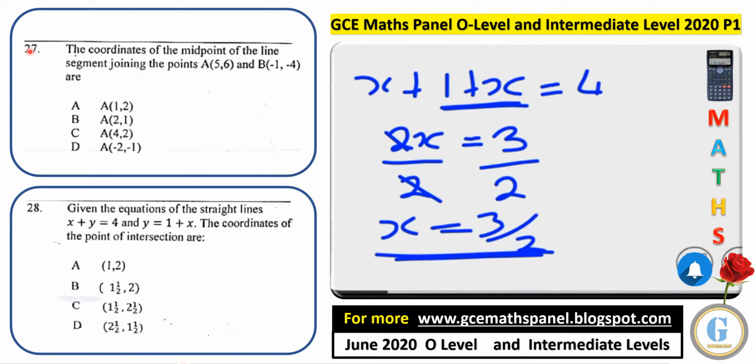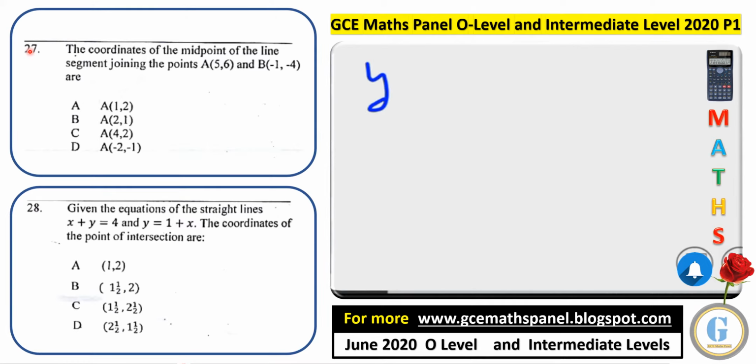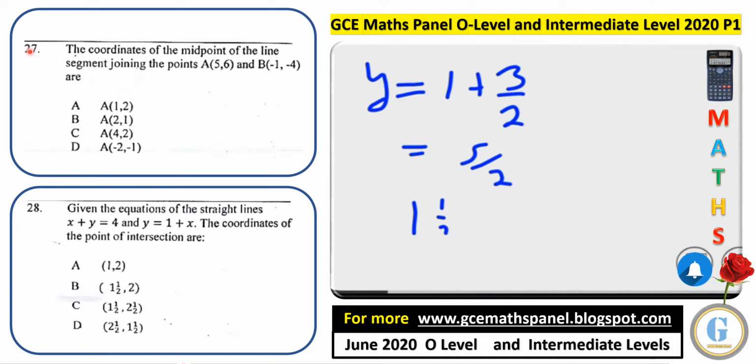When we substitute this 3 on 2 into the equation y equals 1 plus x, that will give us y equal to 1 plus 3 on 2, which is 5 on 2. So our coordinates at this point of intersection: 3 on 2 is 1.5 for x, and y, 5 on 2, is 2.5. This is the point of intersection, and this gives us C as the key.